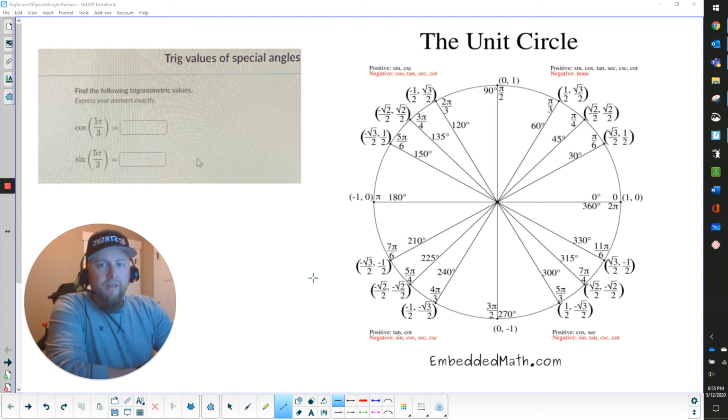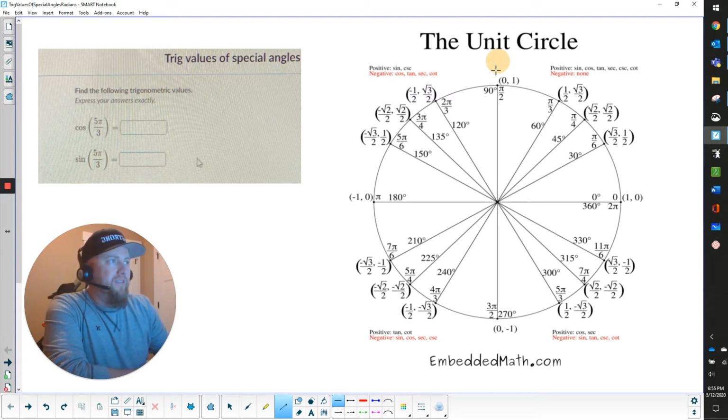All right, this is how we find exact trig values of special angles. The first method I'm going to use is one I think Khan Academy goes over quite a bit, which uses the unit circle. The thing about the unit circle you want to remember is that it is centered on the origin.